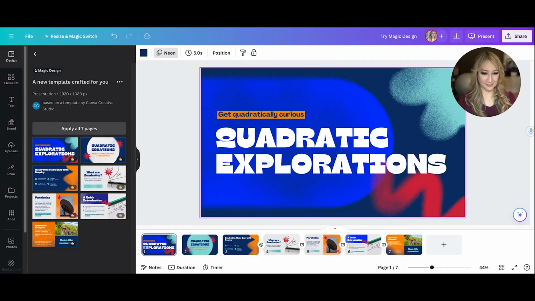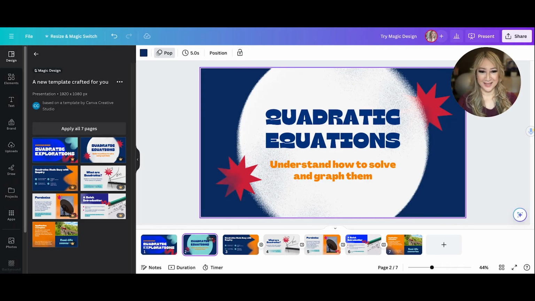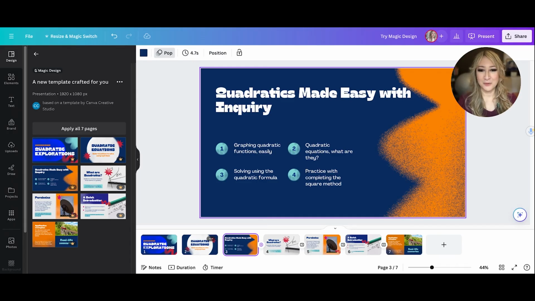Okay, this is about quadratic explorations. And what does it say? Getting quadratically curious. Okay, understand how to solve and graph them. Oh, that's pretty good. Okay, graphing. Then it goes with equations. What are they? Using the formula and practicing completing the square. This is actually really good, because I would always start with the graph. If I'm teaching students about quadratic equations and functions, we would always do that.